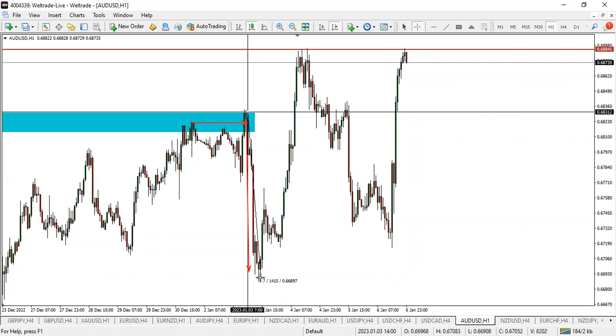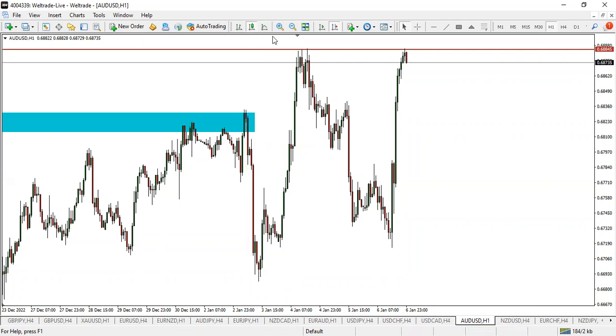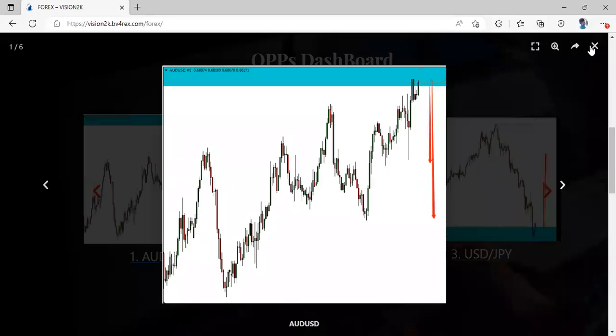So AUD USD, we had 140 pips, 140 pips on AUD USD. So this played out very good trade to begin the week on AUD USD.